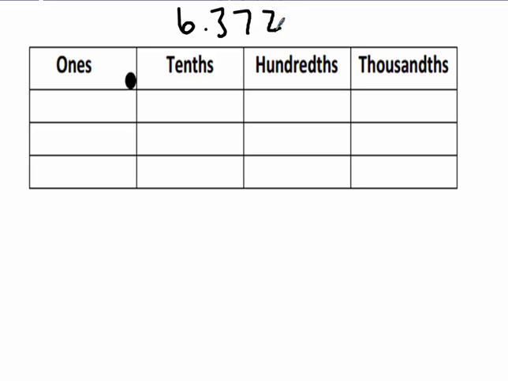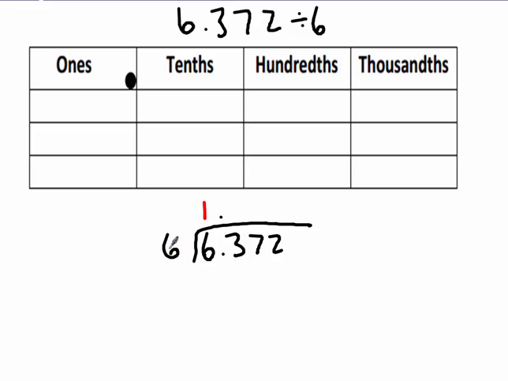6.372. 6 and 372 thousandths divided by 6. So let's start out. I'm going to use my long division method first, then I'll check it using my place value. Divided by 6. So decimal on the inside, no decimal on the outside, so I just bring it straight up. Now I can leave it or erase it. I'm just going to leave it for this example. 6 goes into 6 one time. I multiply, subtract, check. 0 is less than 6, so I bring down.